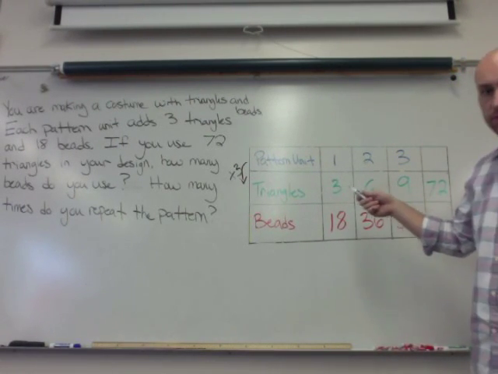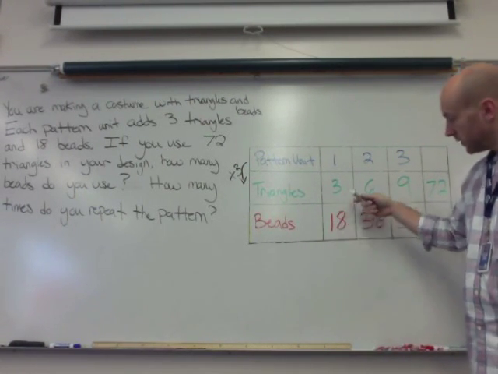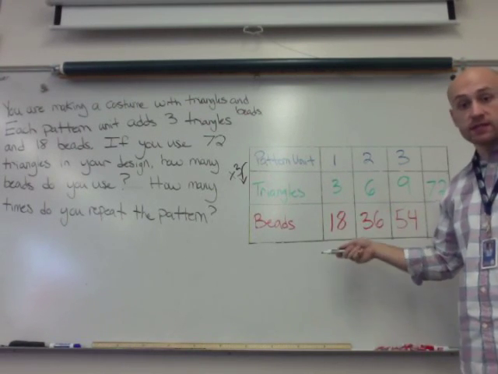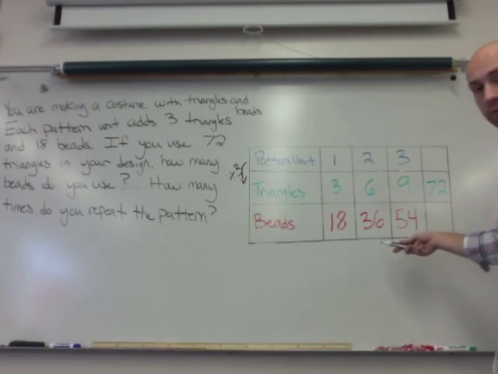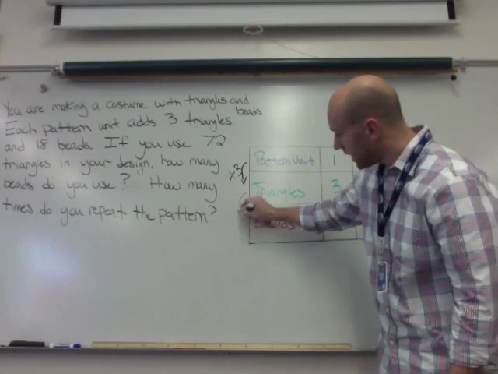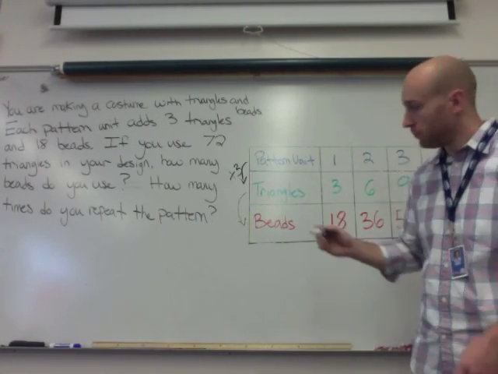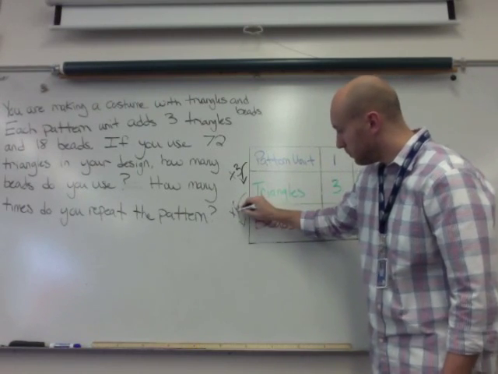Now let's see what it takes to get from triangles to beads. 3 to 18, well I know that's 3 times 6 is 18. 6 times 6 is 36. 9 times 6 is 54. So to get from triangles to beads, we are multiplying by 6.